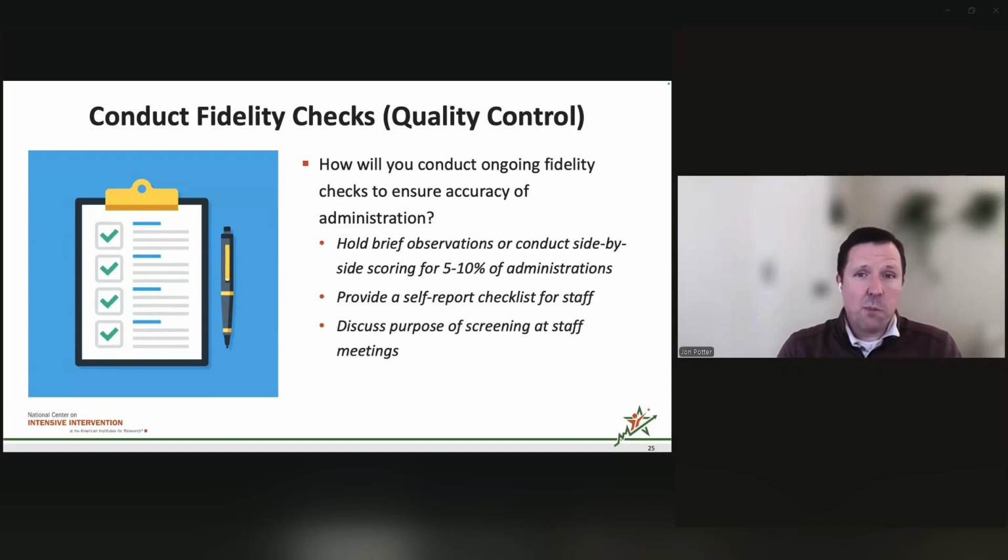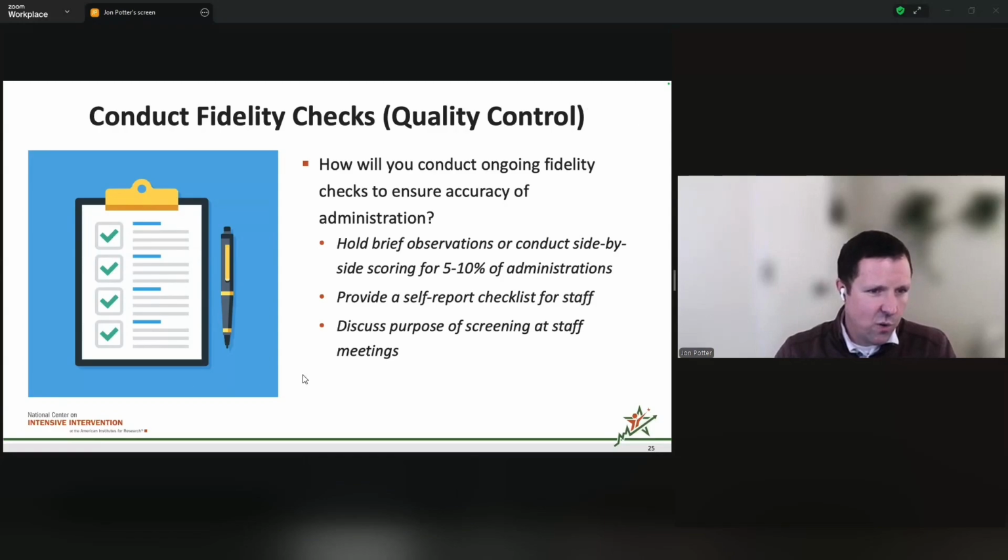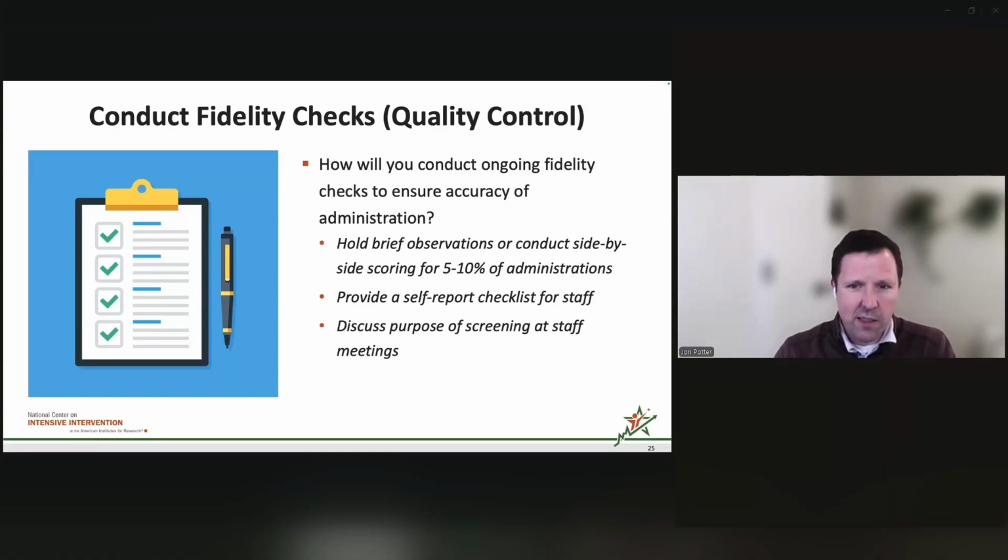And again, as much as possible before screening occurs, discuss the purpose of screening at staff meetings. We want to make sure they understand standardized administration is important. We need to give it in a standardized way. I'll reiterate this again: the purpose of screening is not for all your kids to get a high score. The purpose of screening is to get an accurate score. Yes, if I give the kid a little bit of extra help and do something that's not in standardized administration, sure, they're going to get a higher score, but it's probably not going to be an accurate score. So just something to think about there.